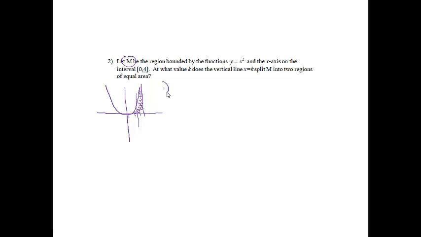My first step is to find the total area. To find the total area from 0 to 4, it's going to be the curve on the top, which is x squared, and the curve on the bottom, which is just 0. From here, we could use our calculator if you want to, so I went ahead and did that. And when I did that, I got 21 1/3.